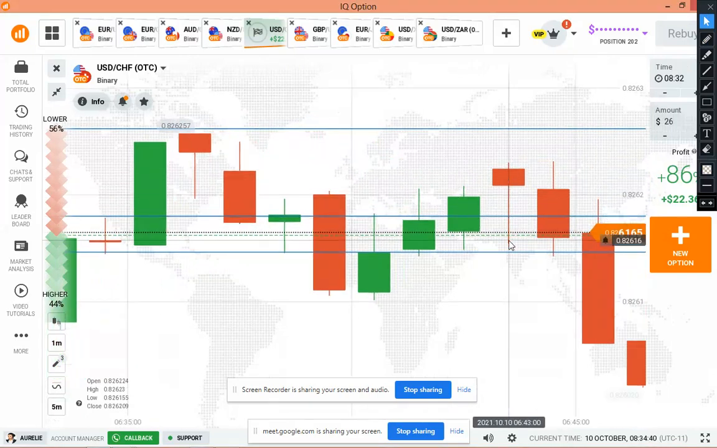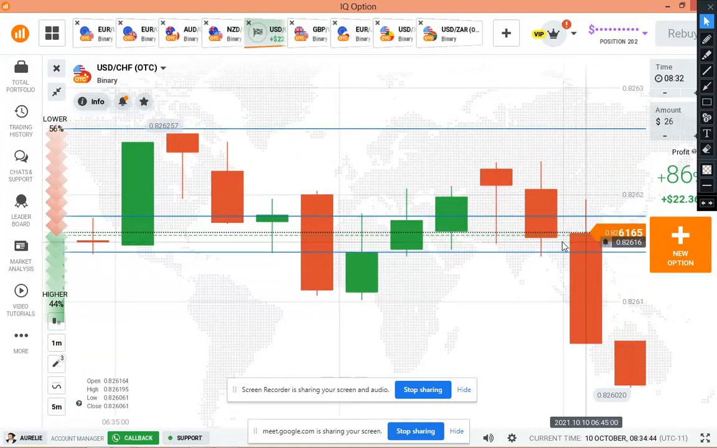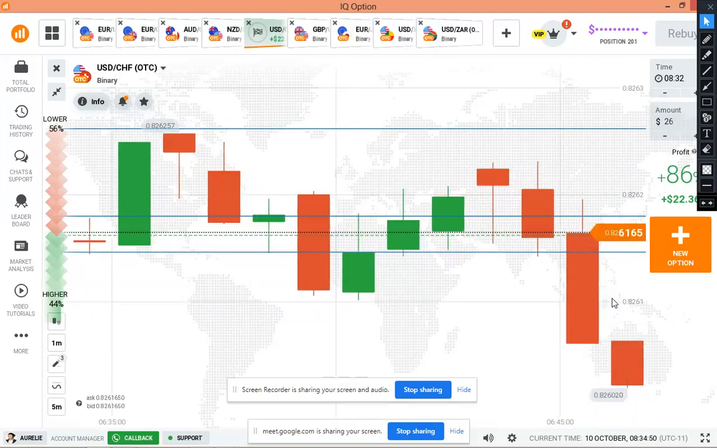Okay, here we got the rejection, and this candle closed inside the zone, no sign of buyers. So as there's no sign of buyers, let's still take this zone as a resistance, which means once the price comes back to the zone, we go with sellers.